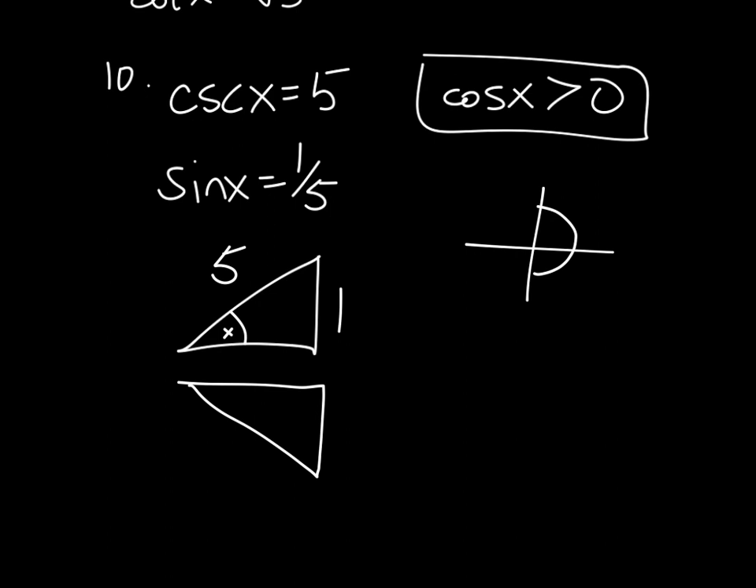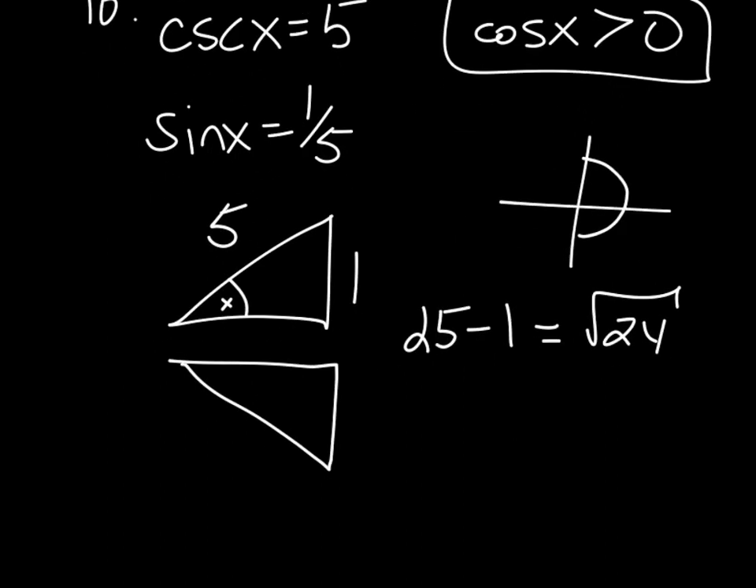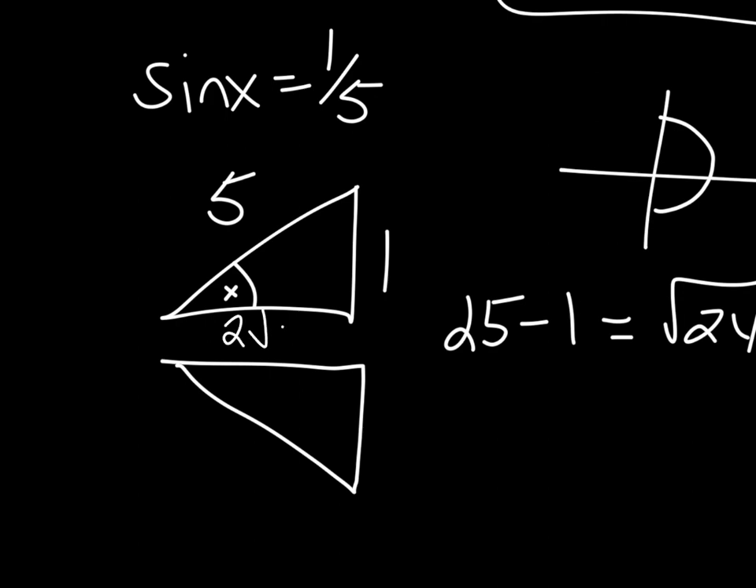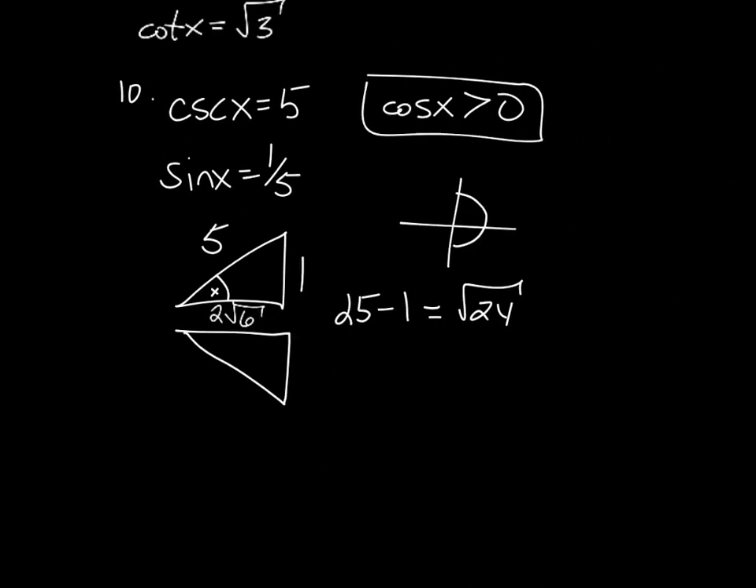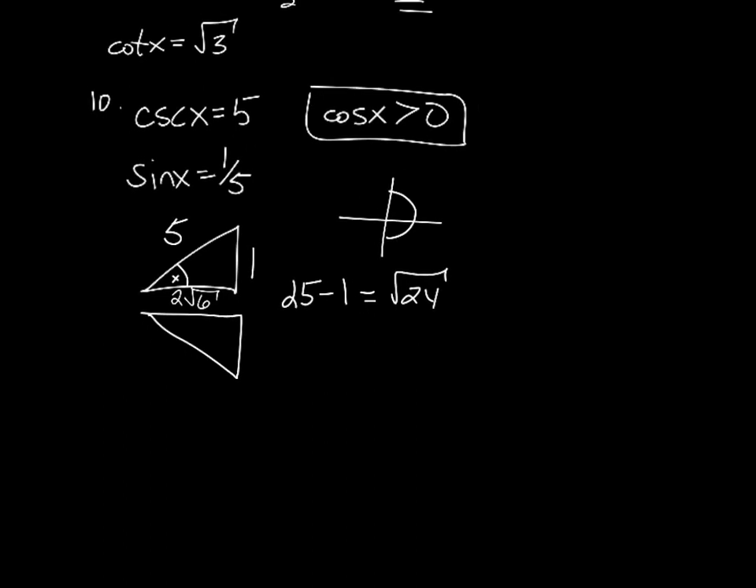How do you find it? So then, 1 squared plus b squared equals 5 squared, so 25 minus 1 basically. Yeah. So then that's the square root of 24. And that simplifies, we could do 2 square root of 6. Yeah. Okay, so now we definitely have enough to go on.